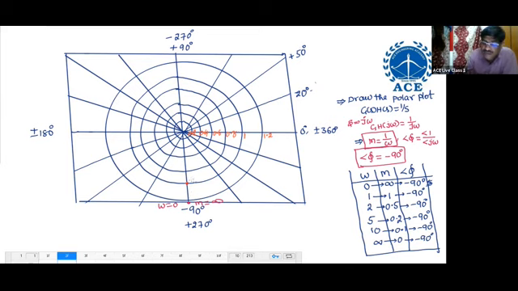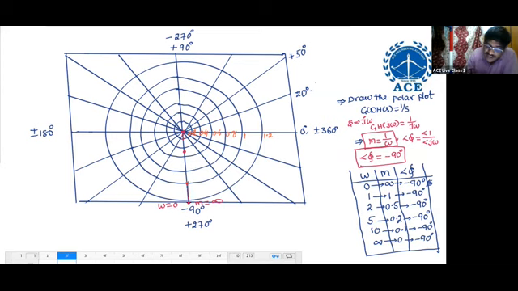Next, omega 2, 0.5. 0.5 is between 0.4 and 0.6, on minus 90. Next, omega 5, 0.2. On minus 90, this is the point for 0.2. Next, omega 10, 0.1, is inside here, somewhere on minus 90. Omega infinity, 0, means the center point.